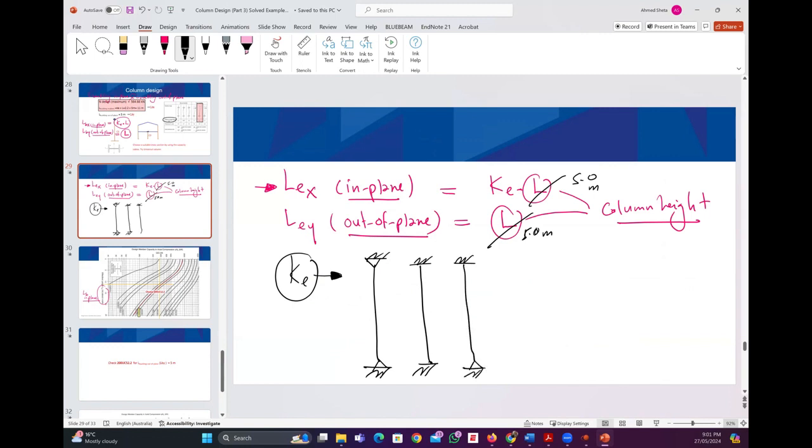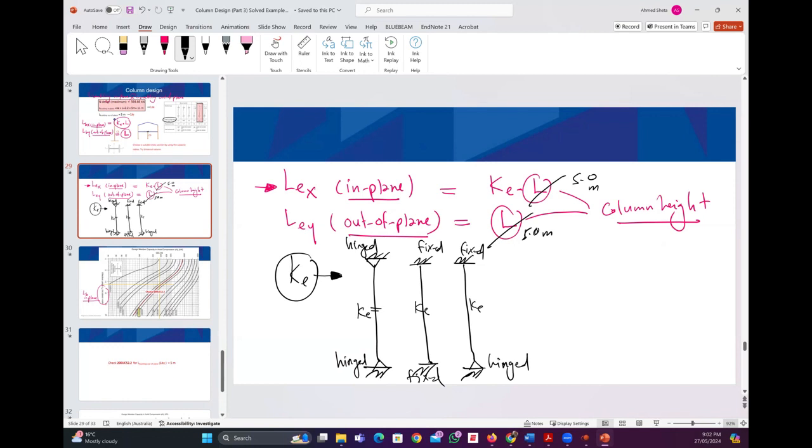So we can have the column fixed, hinged, or free at each end. Do you know this support? Have you seen this support before? What is this support? Fixed. And this one is hinged, or pin. So K effective depends on that.